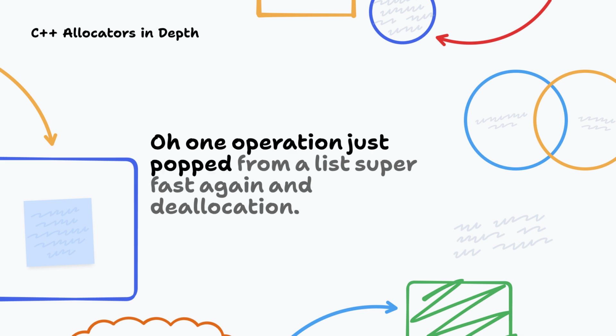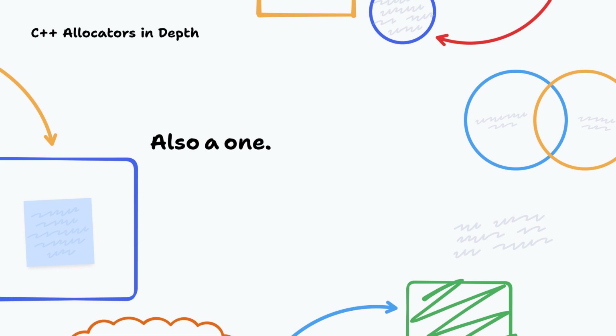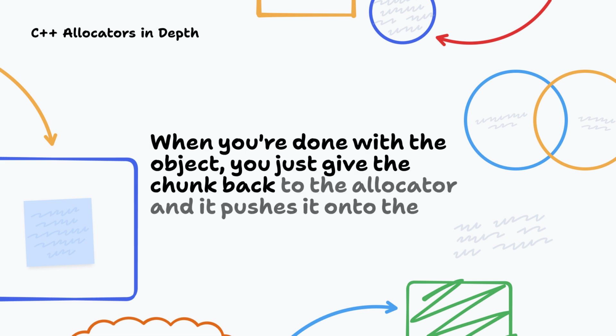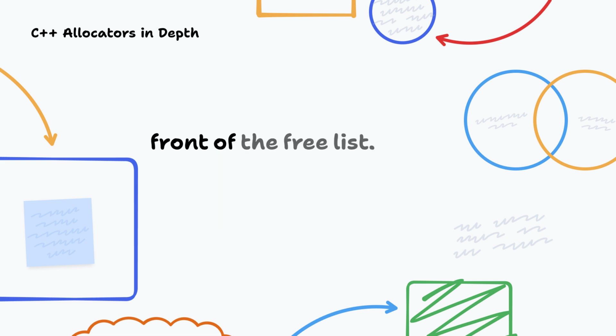A O(1) operation, just pop from a list. Super fast again. And deallocation? Also O(1). When you're done with the object, you just give the chunk back to the allocator and it pushes it onto the front of the free list.